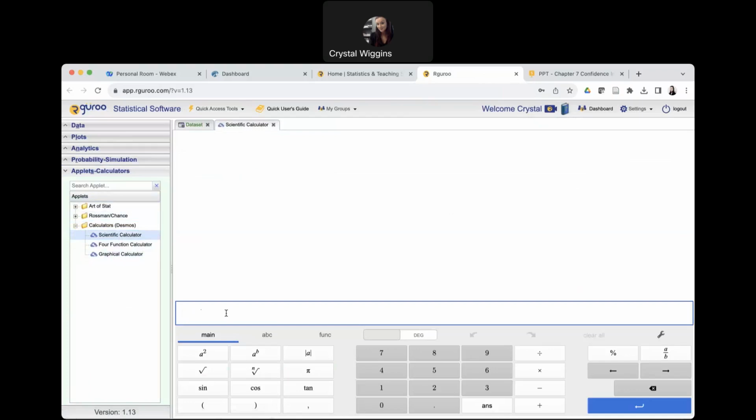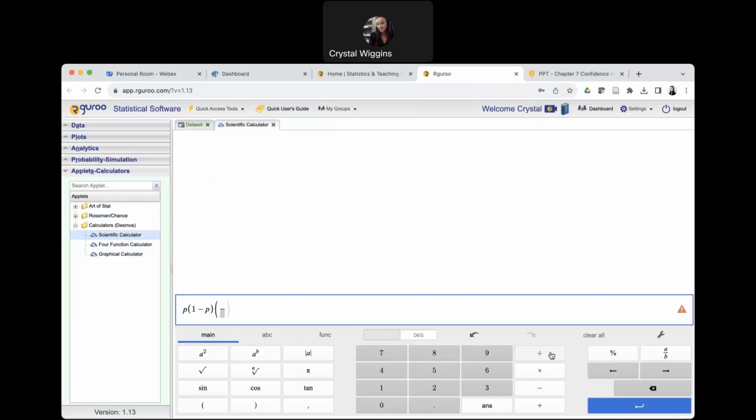Okay, so let me type in the formula. The formula was p times 1 minus p multiplied by a fraction where at the top we have our z-score, which is called a critical value specific to the confidence level mentioned, over our margin of error, and this whole thing is squared. To square this, that's this button here, a squared. This is actually the formula. Notice that Rguroo is telling me, I have no idea what you want me to do with all these letters, and that's okay, because I didn't write this so that it would actually calculate it. I wrote it so that we can take a look at the formula right in front of us.